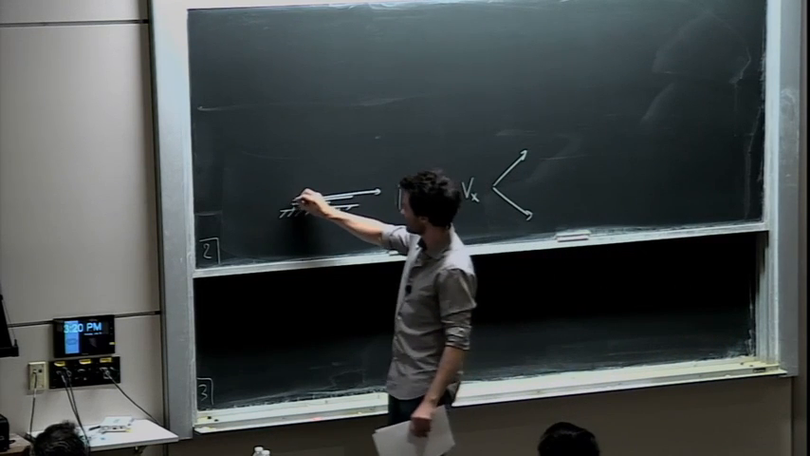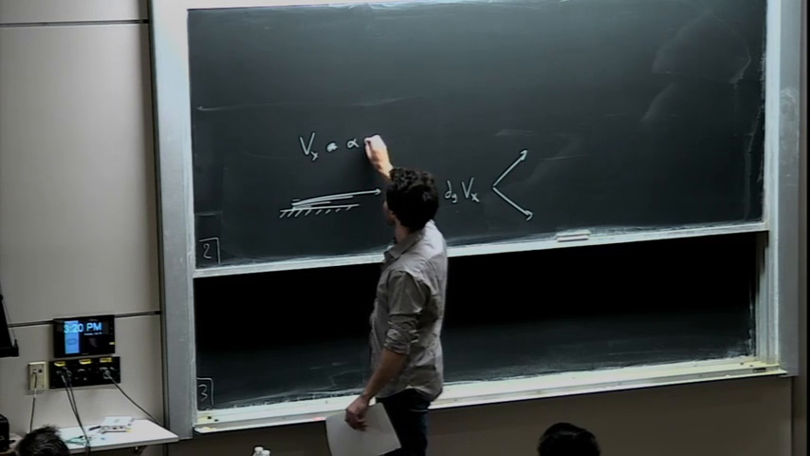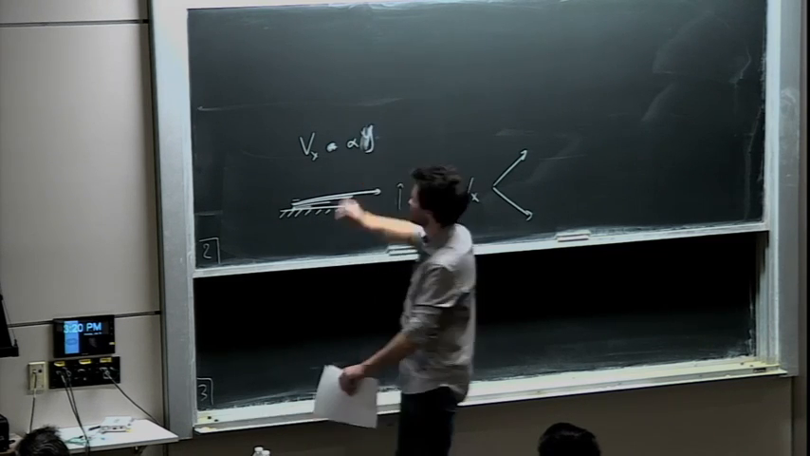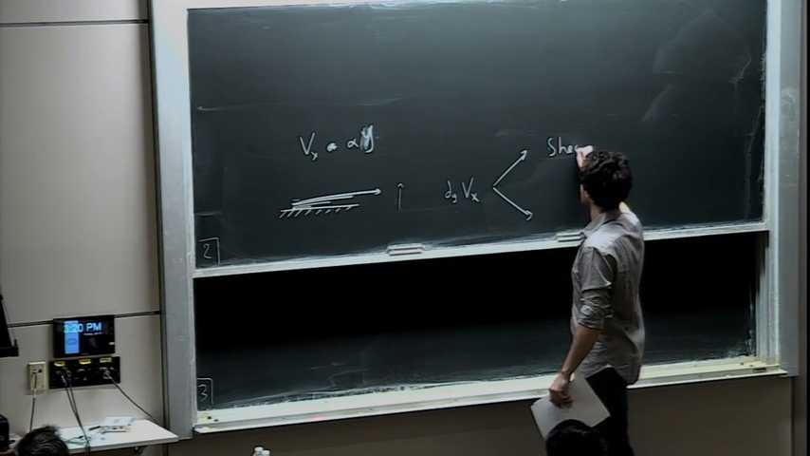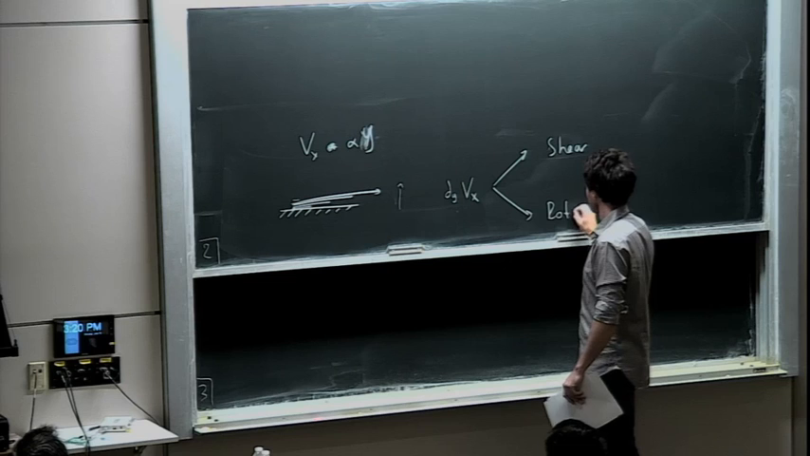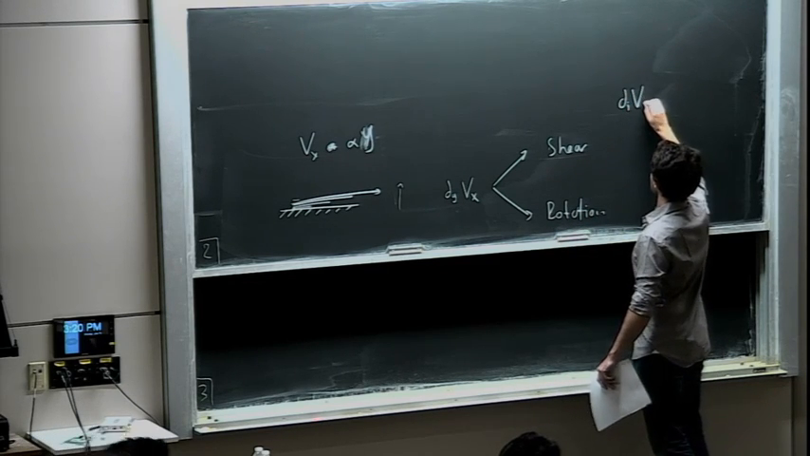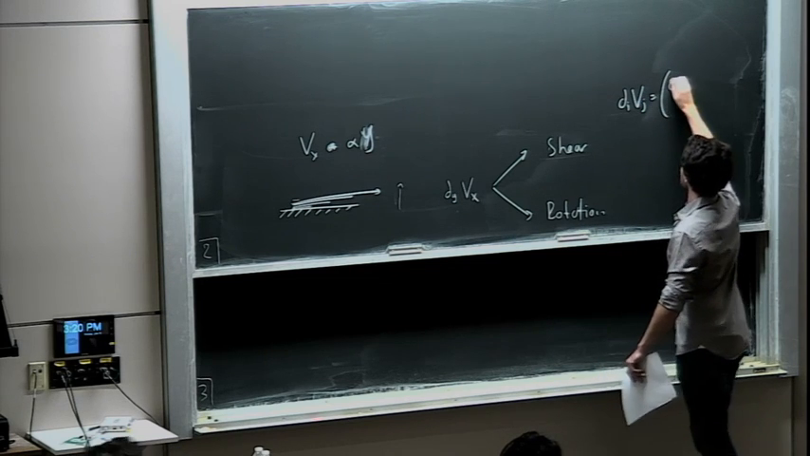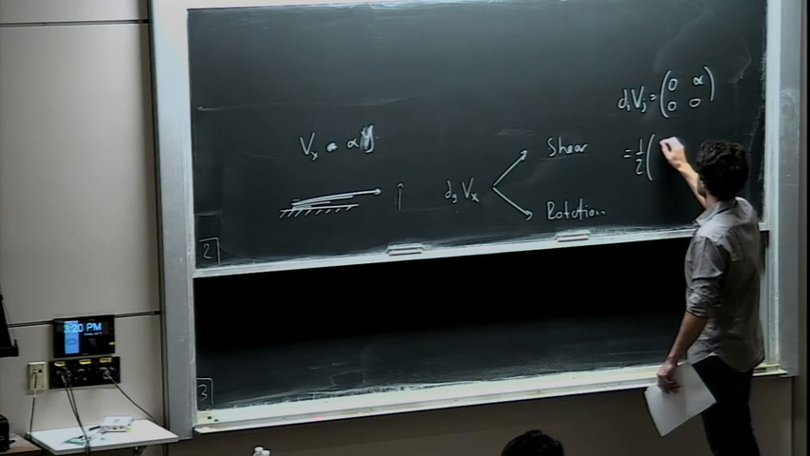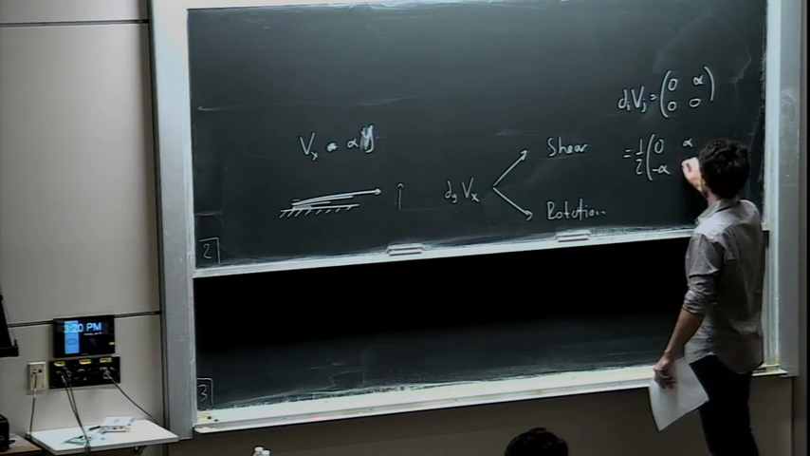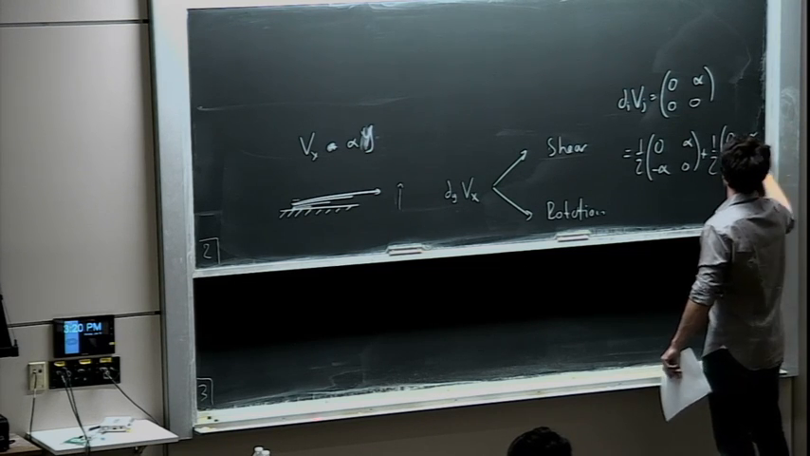Remember, we considered the flow like this, where the velocity in the x direction was equal to some number times y. So we had shear and rotations. That's just because if we think about decomposing the flow, we have 0, alpha, 0, 0, and this is equal to 1/2 the rotational part plus 1/2 the pure shear part.